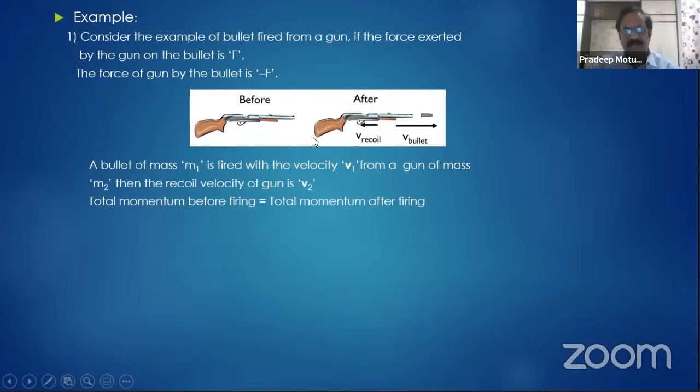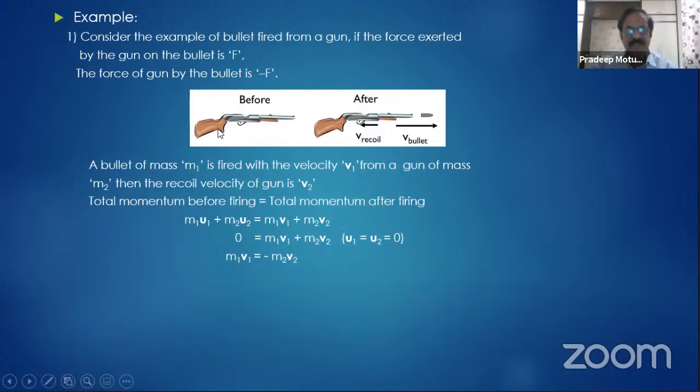So then recoil of the gun is equal to V2. Now, the total momentum before firing is equal to the total momentum after firing. It is the important thing. As you know the formula, M1U1 plus M2U2 is equal to M1V1 plus M2V2. But here, U1 and U2 are 0.